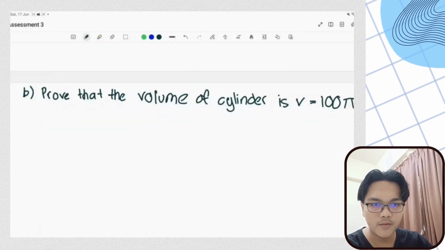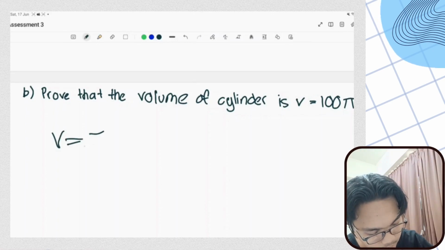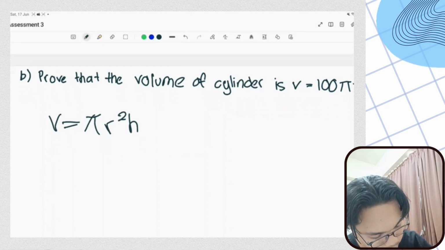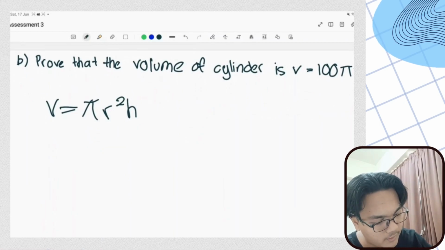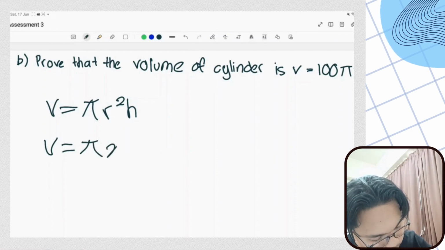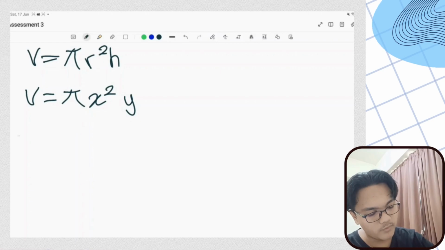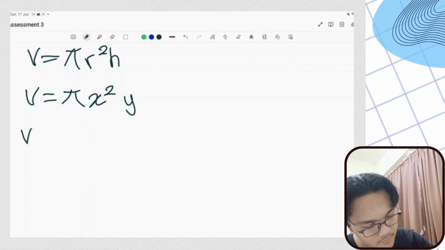Question B. Prove that the volume of the cylinder is V equal to 100 pi x minus pi x cubed. First, we will write the formula of the volume of the cylinder, V equal to pi r squared h. We will replace the r and h with x and y. And then we will replace y with the value from the answer to question A.